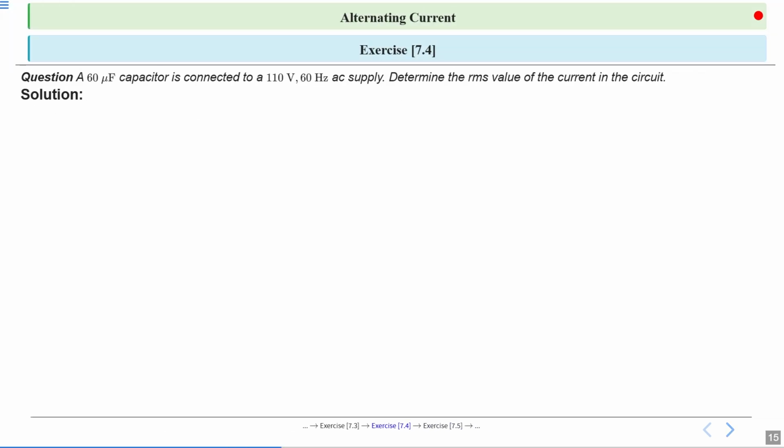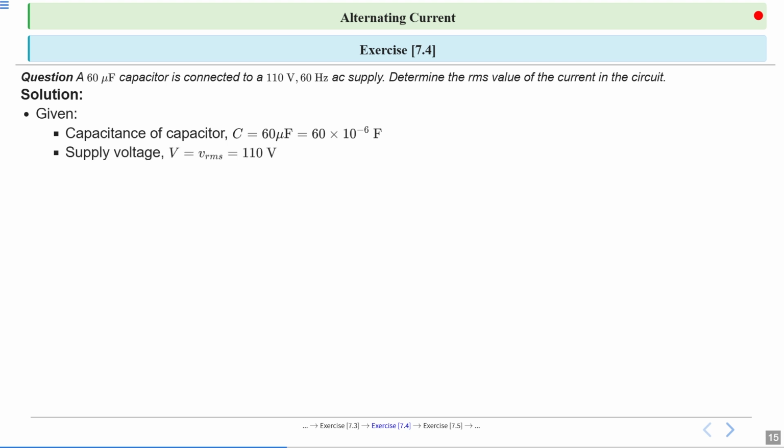So let's see the solution. What is given in the question? Capacitance of the capacitor C is 60 microfarad, and micro is 10 raised to minus 6, so 60 into 10 raised to minus 6 farad. Supply voltage V is equal to the Vrms value, and it is given as 110 volt.